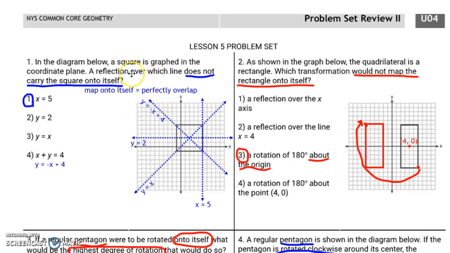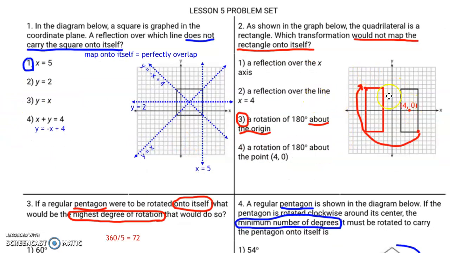In this case, we're looking for a reflection over a certain line that carries the square onto itself, or rather, which one does not carry it onto itself. All of these lines are lines of symmetry except for x equals 5. It does not go straight through the center of the square, so x equals 5 is our answer.